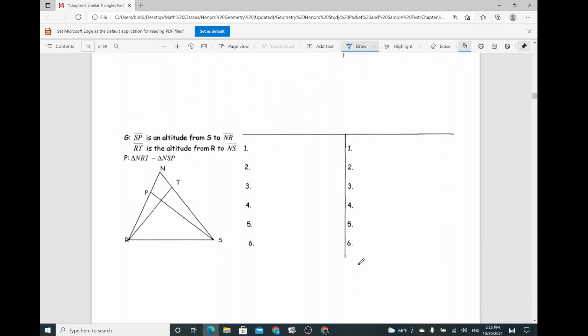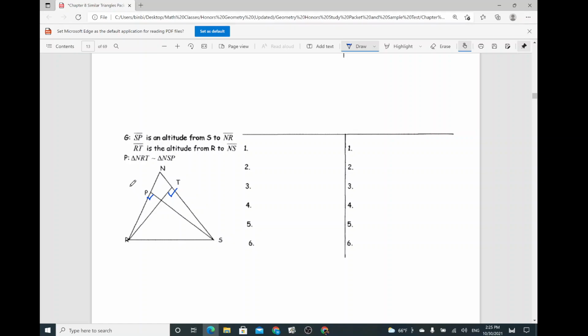Okay, so here's another one. SP is the altitude. So where's SP right here? SP is the altitude from S to NR. If this is the altitude, that means the height of the triangle, it's always perpendicular to the base. And also the other side, RT, is another altitude of the triangle. We talked about altitude before. So once we get the point of intersection of the altitudes, there's a name for that. Is that the circumcenter?